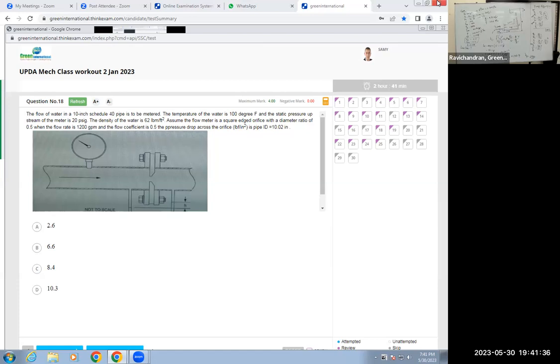I have this. It's the ID of this suction pipe. You can use 4.026, because there is only a negligible difference between this, so it will not affect much. Shall I have this? So read down this question.